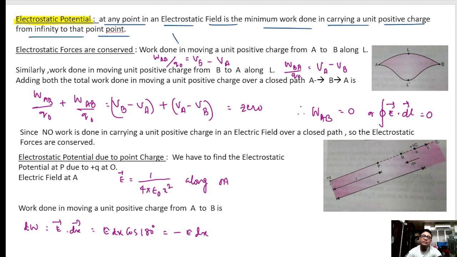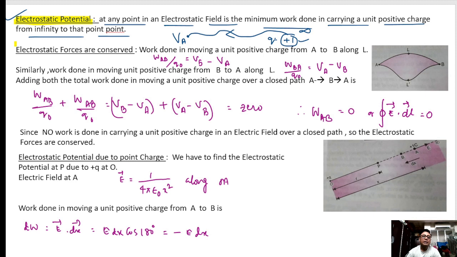So what is the potential here? It is how much work I will do to carry one positive charge from infinity to that point. That is the electrostatic potential. From infinity to that point, how much work should I do to bring the unit positive charge to that point A is called the electrostatic potential.